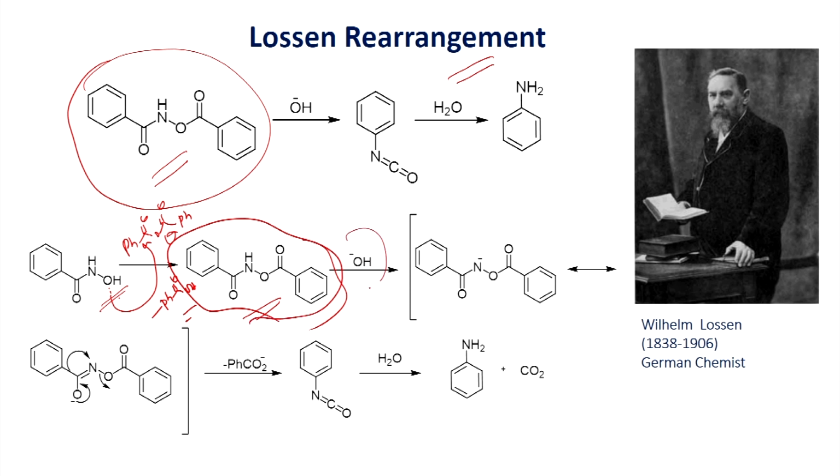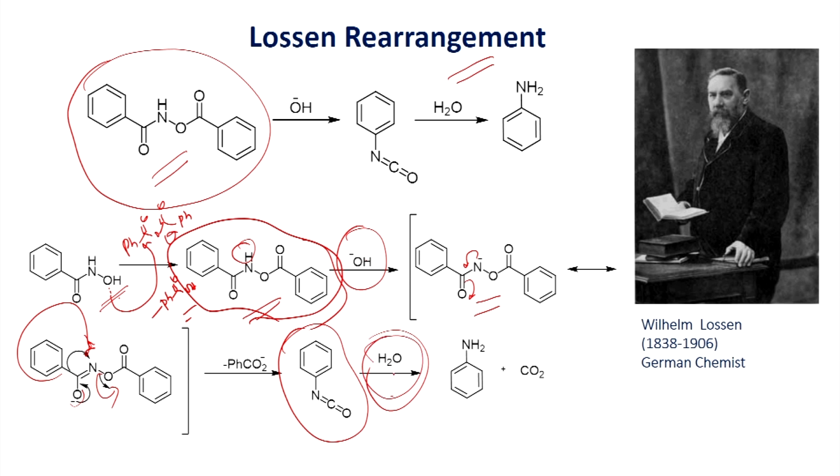Once you have this one, when you react with base, deprotonation can give this intermediate. Once you have this one, now this can form this enolate. Once you form this enolate, now this can migrate, and this can act as a leaving group, then you will be able to form this isocyanate. Once you form the isocyanate, it can be further reacted as we have seen with a variety of nucleophiles, to give the corresponding addition product. For example, in this case the reaction of water is shown, once you use water as a nucleophile, you will be able to produce amine as the product.